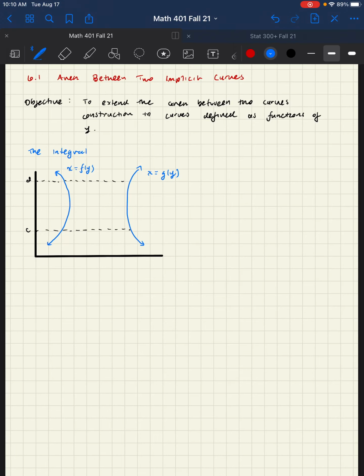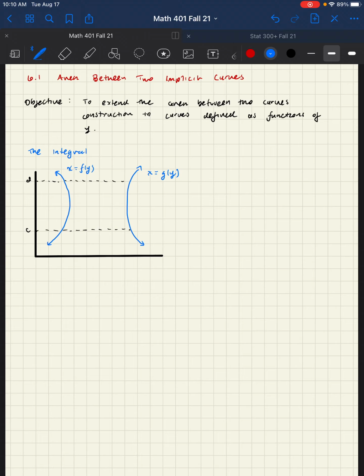Back at it again with 6.1. This time we're talking about area between two implicit curves. The objective of this video is to extend the area between two curves construction to curves defined as functions of y.